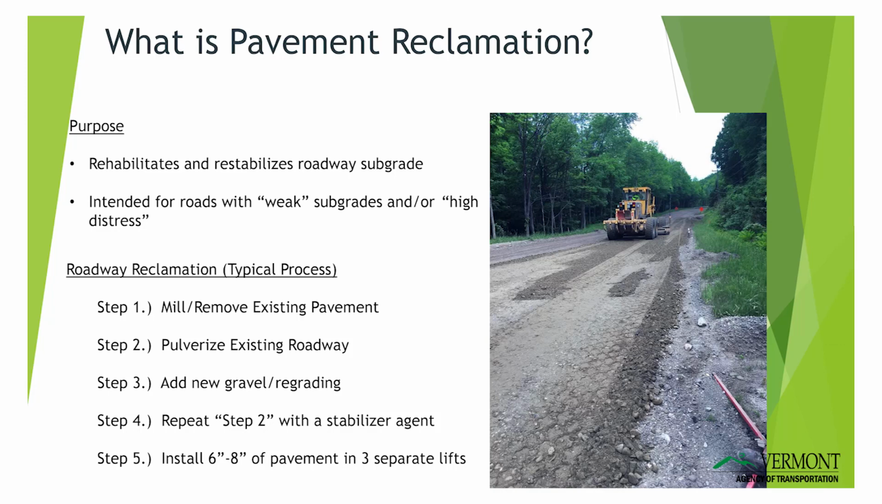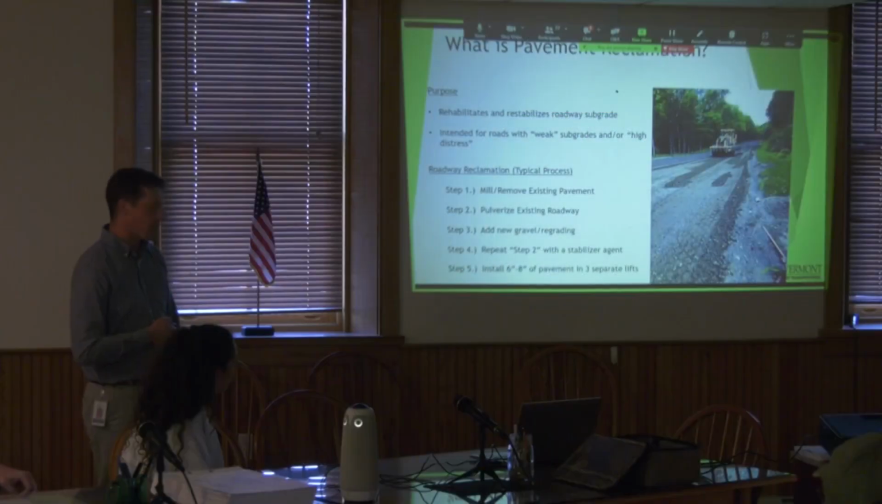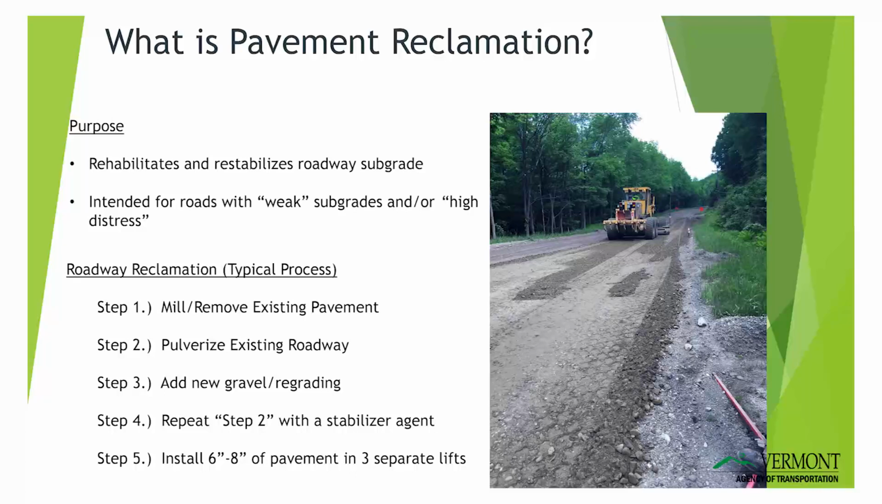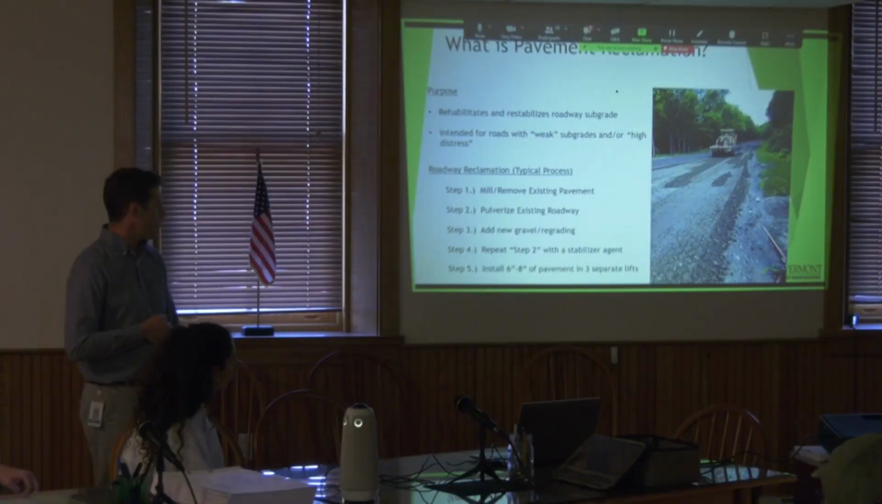The second step is to pulverize it. They take a big, almost like a rototiller, and completely pulverize the road after they mill it. And then the third step is they add brand new gravel and provide brand new cross slope. Everything is surveyed in 3D. Everything's designed in 3D. So they're providing brand new cross slope. It improves the rideability, and then they add new gravel, regrade it to that three-dimensional surface, and then they repeat step 2, but only with the stabilizer.